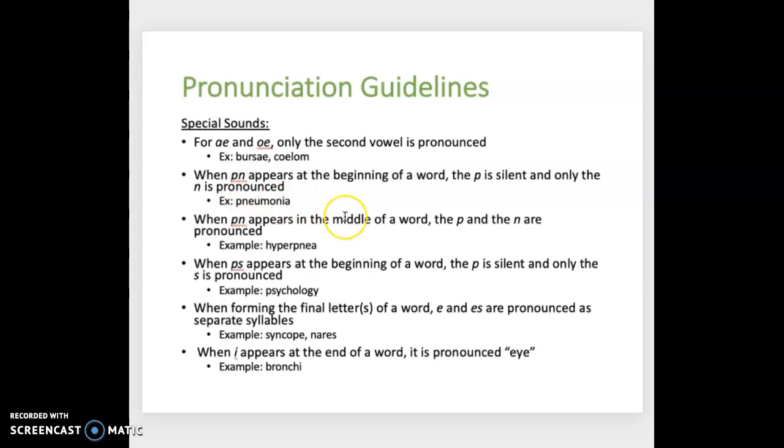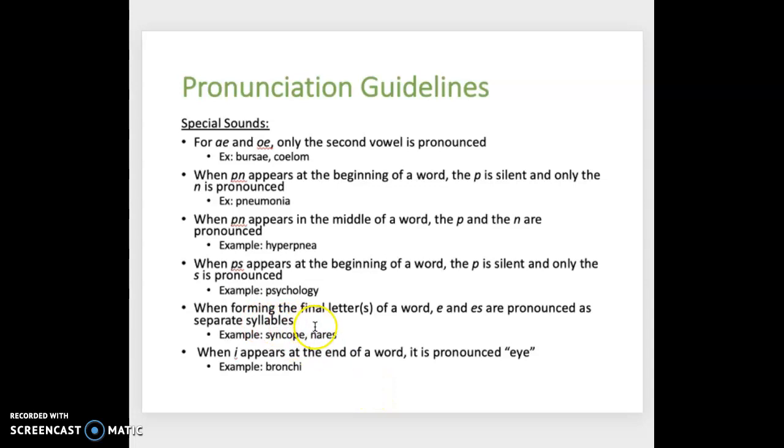When PN appears at the beginning of the word, the P is silent. So only the N is pronounced. An example would be pneumonia. You don't pronounce the P there. But if PN appears in the middle of the word, they are both pronounced. So here we have hyperpnea. The P and the N are both pronounced. When PS appears at the beginning of the word, again, the P is silent and just the S is pronounced, like with psychology.